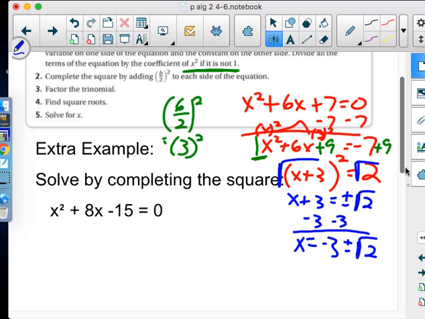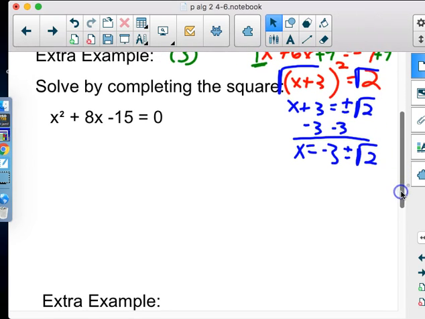Alrighty, here's the first one. Solve by completing the square: x squared plus 8x minus 15 equals 0. Maybe we got lucky. Maybe this is already a perfect square trinomial. Is it? No, negative 15 isn't. So let's move it out of the way. Let's get it over on the other side.